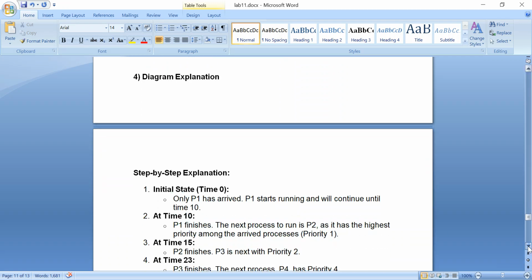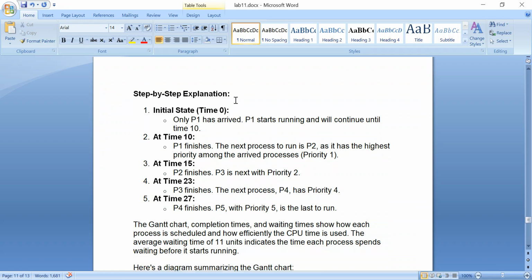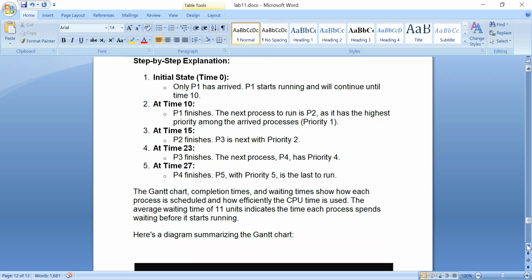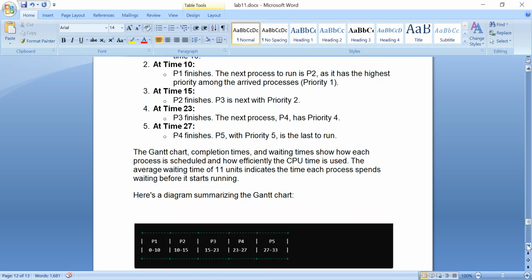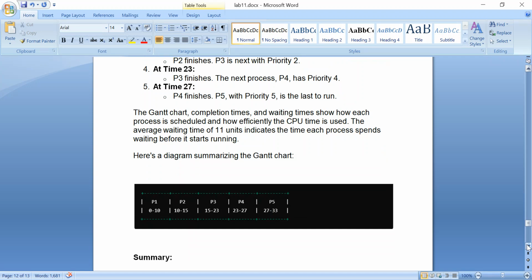This is a diagram explanation. In the initial state at time 0, P1 has arrived, starts running and will complete at time 10. At time 10, P1 finishes and then we check the ready queue for which process has the highest priority. P2 has the highest priority, so we finish P2, then again P3 has the highest priority. This is how it works in orderly position. The average waiting time is 11 units in seconds, which indicates the time each process spends waiting before it starts running. So this is the summary of the Gantt chart.